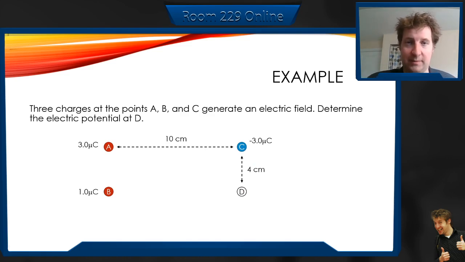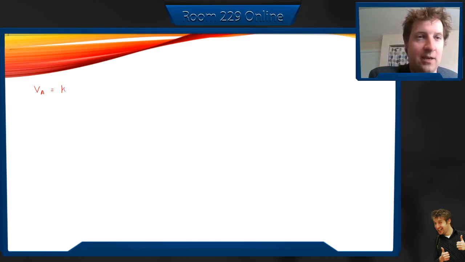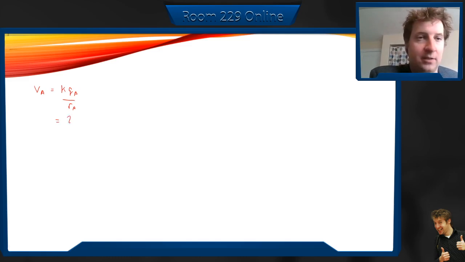We just have to do the same thing 3 times. So the voltage from point A, let's call that VA, is going to be k QA over RA. That's going to work out. I'll let you guys do it, but it'll end up being 2.5 times 10 to the 6 volts.